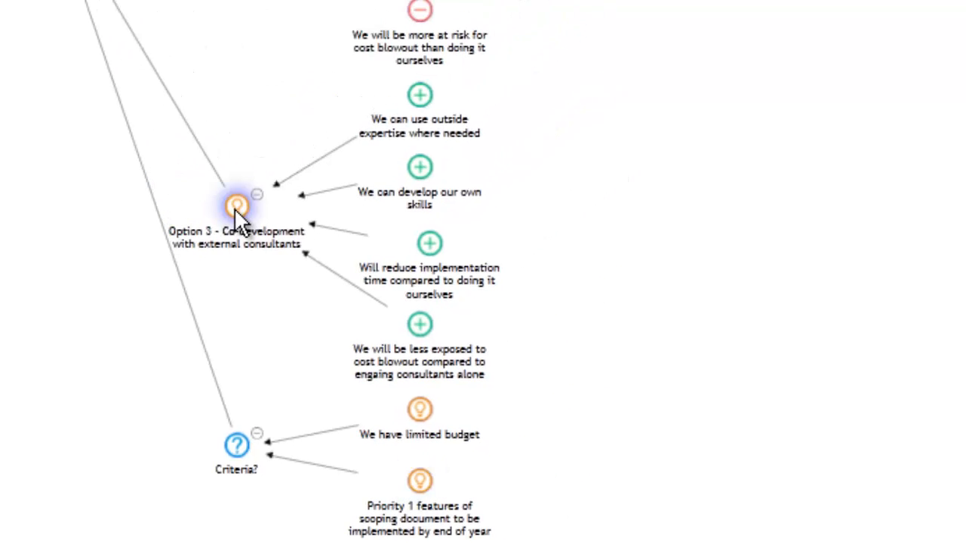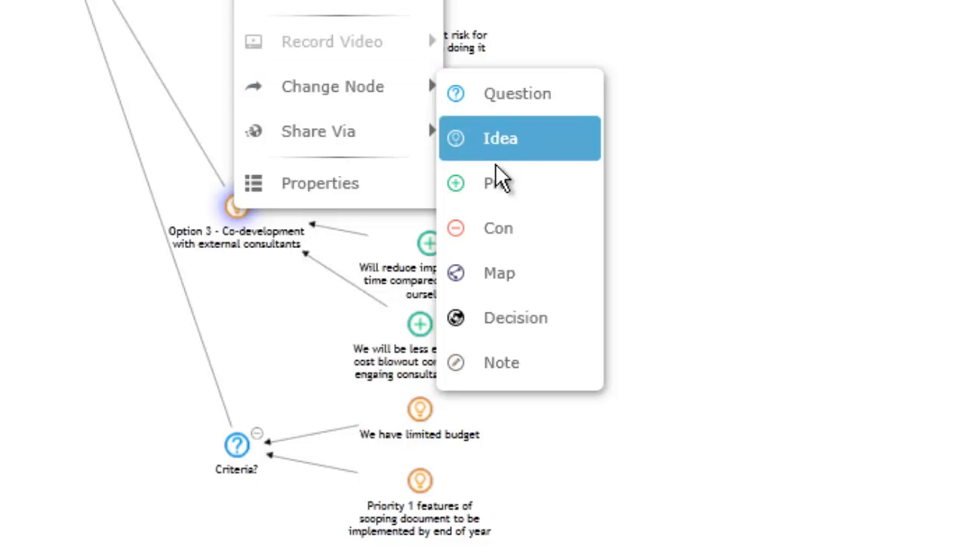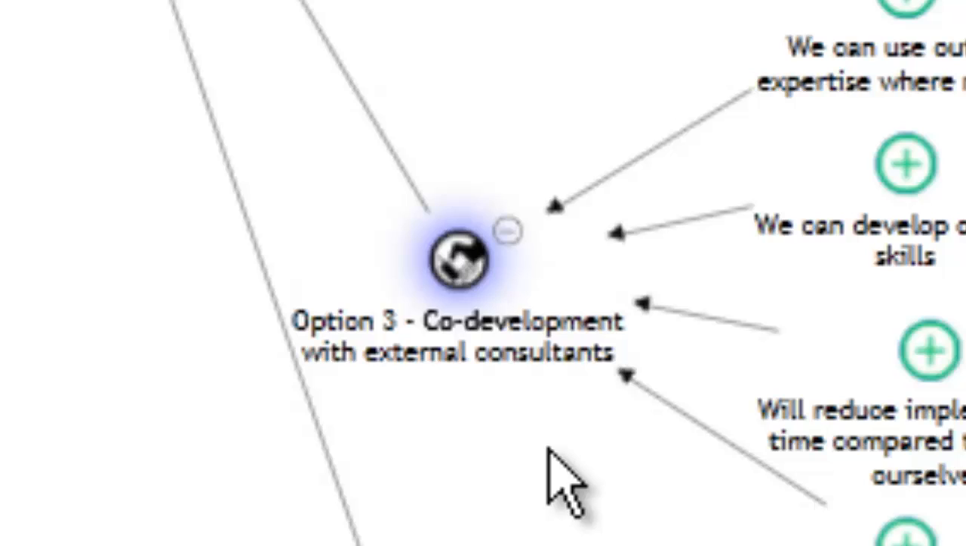The group decided that co-development was the way to go, so I will change this idea node to a decision node. Note, decision nodes represent ideas that have been changed to decisions. Decisions don't pop up by themselves. They arise from ideas that the group has explored and has agreed to convert to decisions.